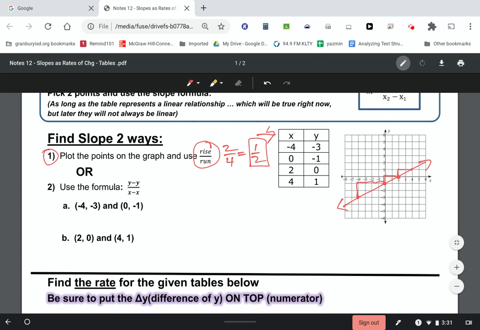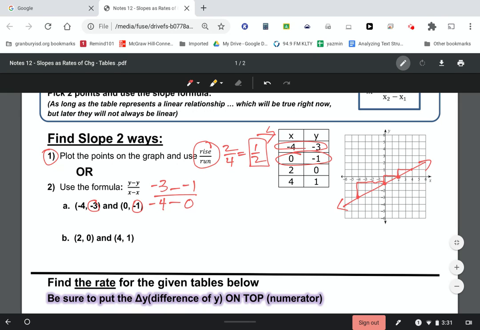The other way is you can use a formula. So y minus y over x minus x. Pick any two ordered pairs from the table. So I have chosen -4, -3, and 0, -1. And then I'm just going to use circle, circle, dash, line, dash. So I'm going to have -3 here, then my -1. Then I'll have -4 and 0.